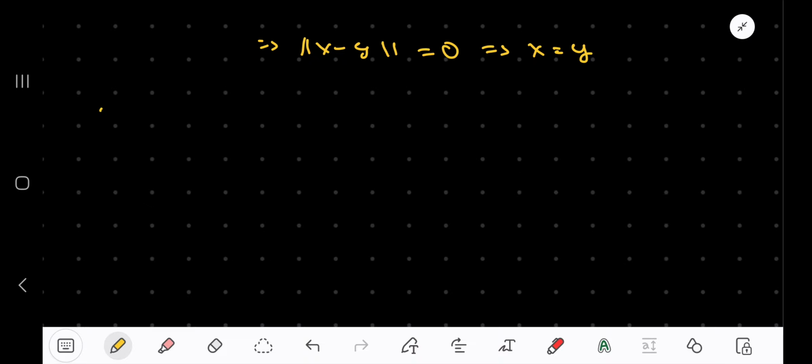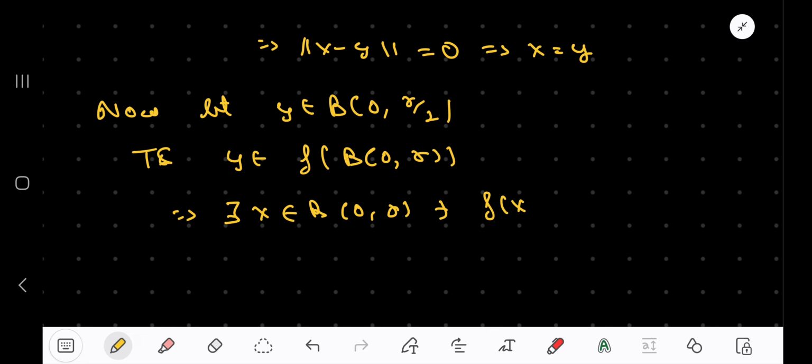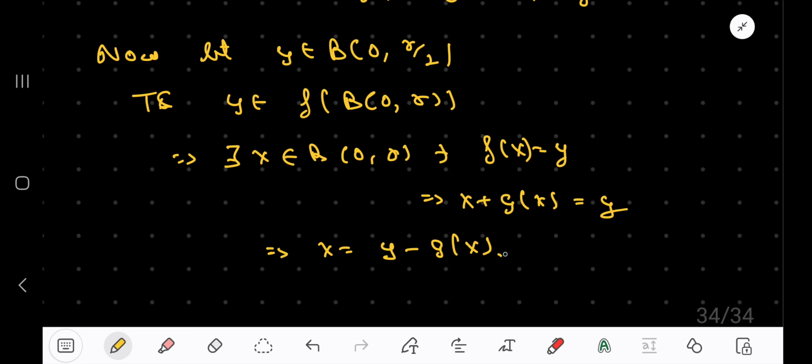Okay, now let y be in B(0, R/2) to show that y is contained in the image of this, which implies we need to show that there exists some x in B(0, R) such that f(x) equals y, right. But then what was the value of f(x)? It implies that x plus g(x) equals y, or which implies x equals y minus g(x).